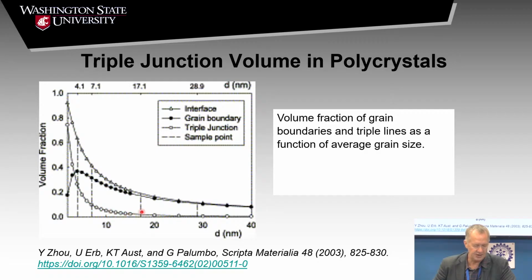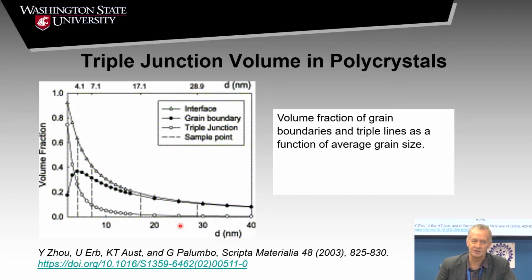But until you get down to under 20 nanometers or something, triple junctions are really negligible in their overall volume contribution. So if we're talking about deformation processes, and if we say a different deformation process occurs at a triple line instead of at a grain boundary or in the bulk of the material, we can really neglect it if the grains are larger than 20 nanometers or so.